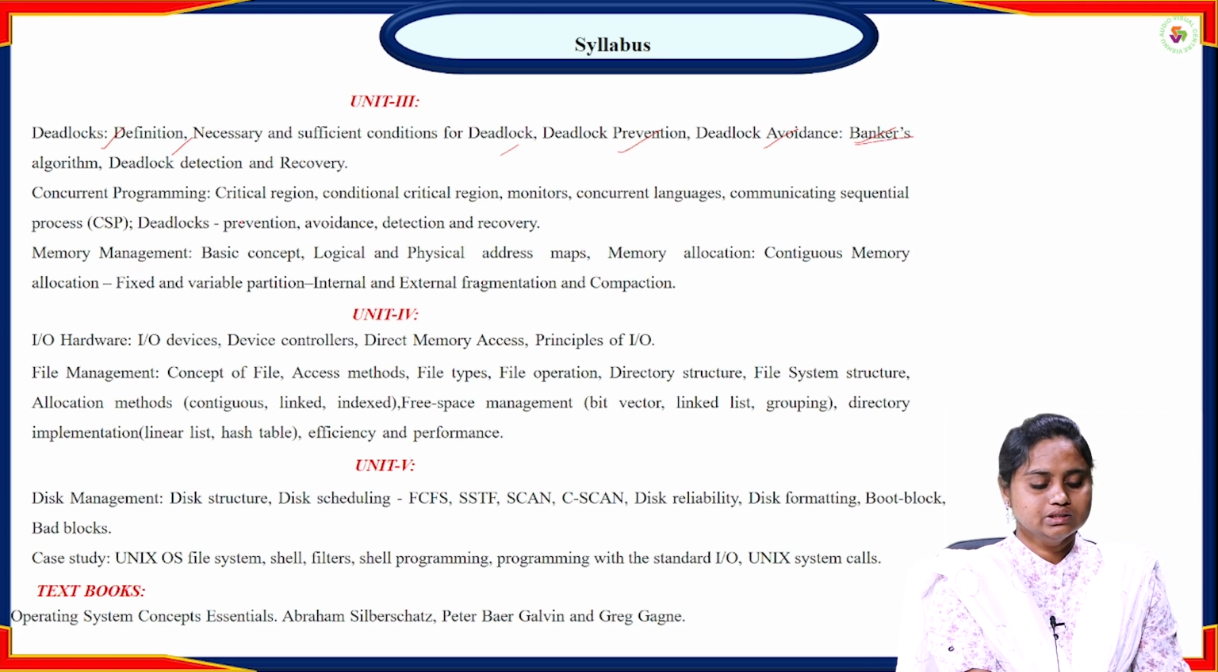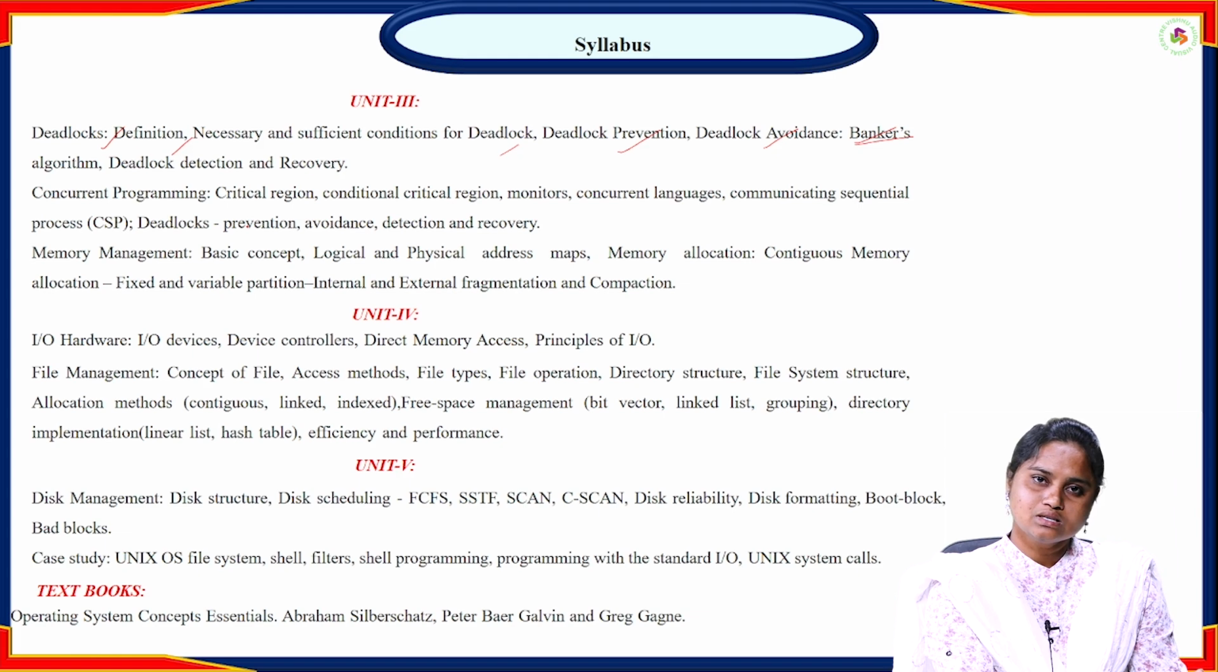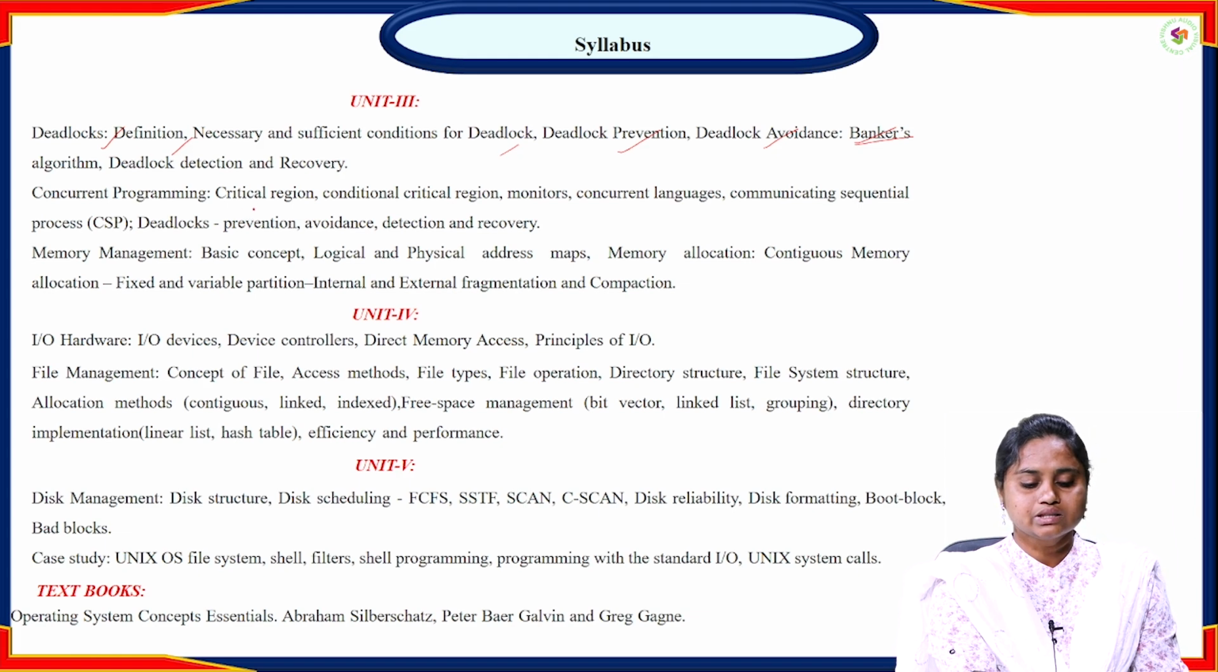And after that, in the second chapter of unit 3, concurrent programming is there. In this concurrent programming, already in the second unit itself we learned the critical section. So in concurrent programming also we have the topic critical region, and what types of conditional critical regions we have. And again in this unit we are going to learn what monitors are, what concurrent languages we are using nowadays, and communicating sequential processes, CSP. So how the sequential communications work, why?